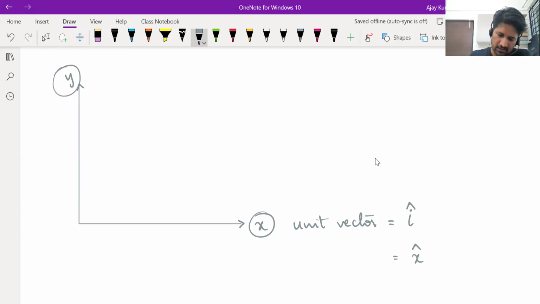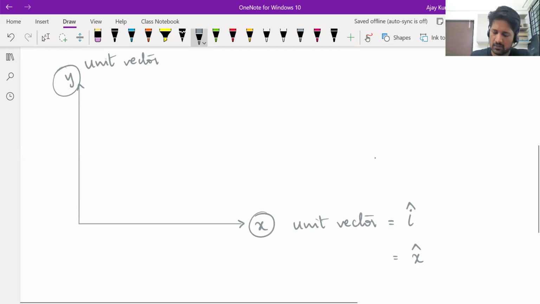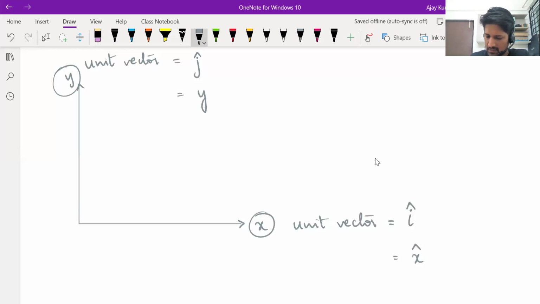And in the y direction, the unit vector is denoted as j cap, or sometimes in some books they write it as y cap. Nothing wrong in that. Just remember, cap indicates unit vector, j is the y direction, y or j is the same, x or i is the same. Okay. So let's assume we know these unit vectors.